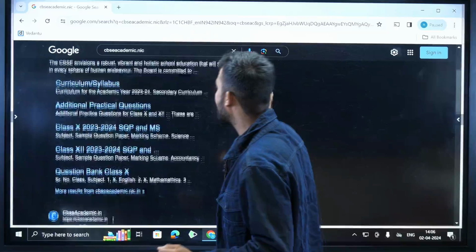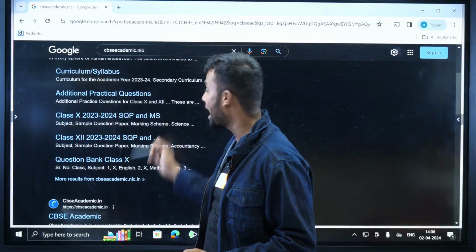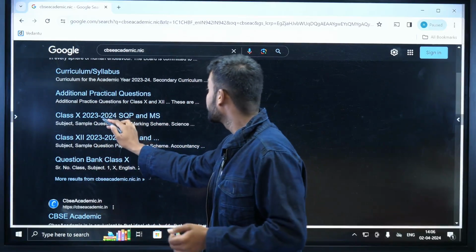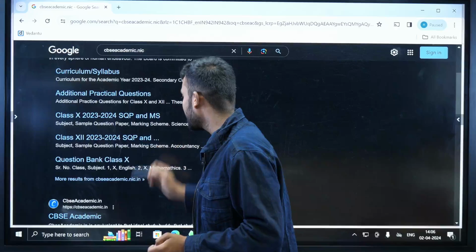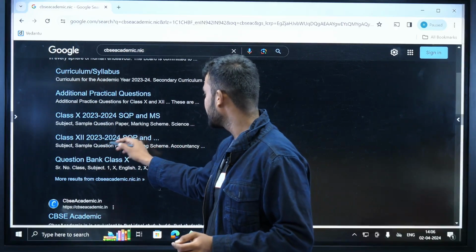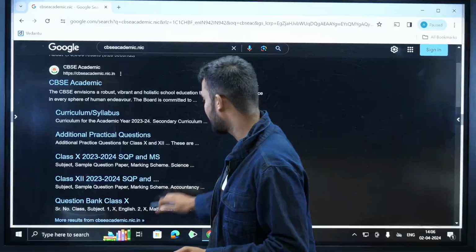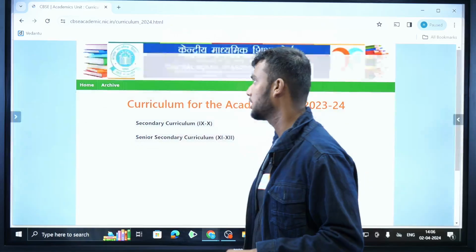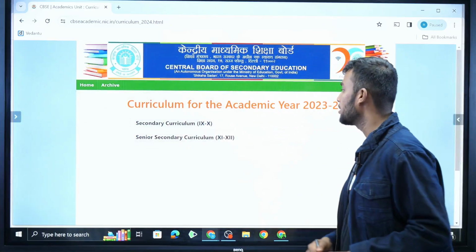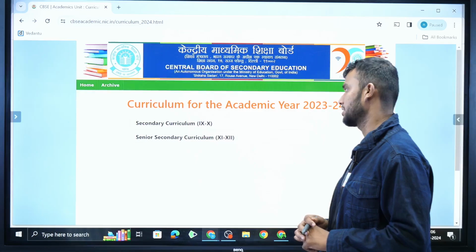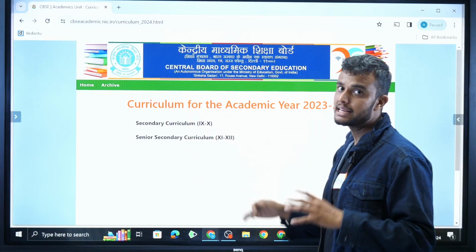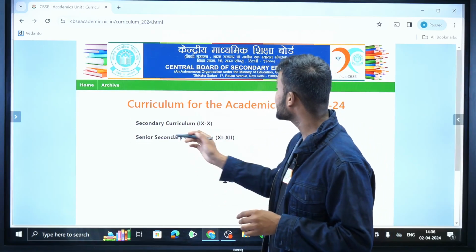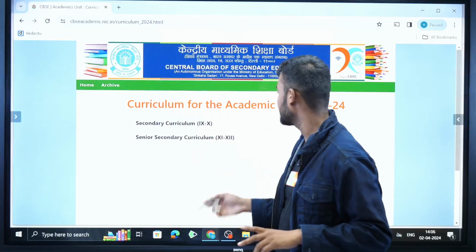In that CBSE Academic, there are Curriculum Syllabus, Additional Practice Questions, or sorry, Practical Questions, and CBSE Class 23, 24 SQP and MS, okay, everything is there. Question Bank, Class 10th Question Bank is also there. Then move on to this Curriculum and Syllabus. Then Secondary Curriculum is there, Senior Secondary Curriculum is there. Secondary is completely related to class 9th and class 10th, my dear students. Senior Secondary curriculum is for class 11th and class 12th.